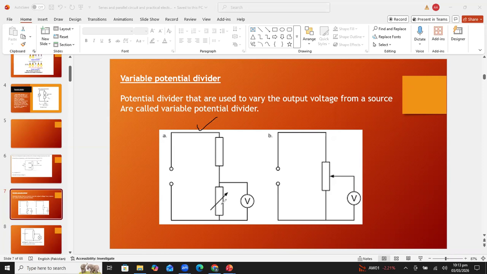All right. And this variable resistor's resistance can be changed. So it means we can vary the resistance within the circuit. This is the symbol of a potentiometer basically. It's a symbol of a variable resistor. And you can see a voltmeter is connected across this variable resistor.